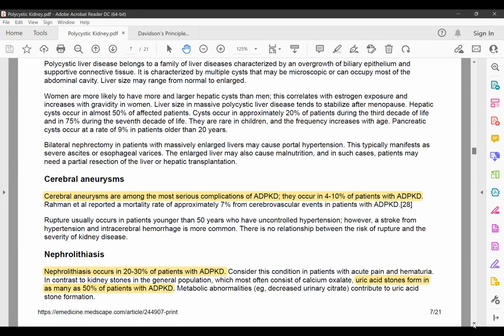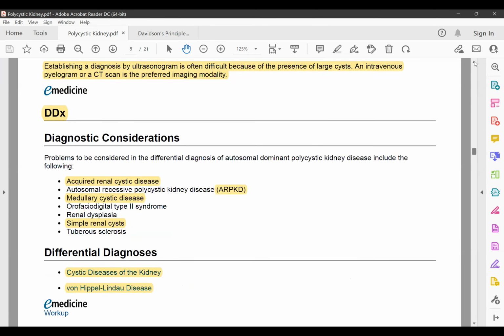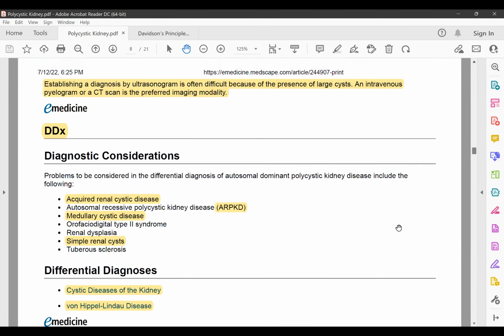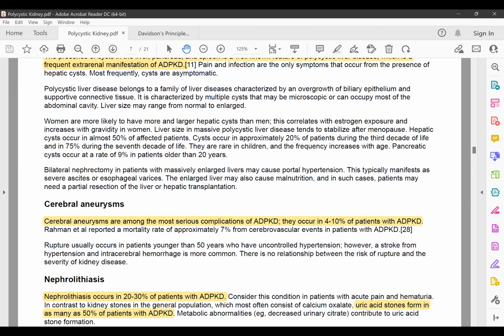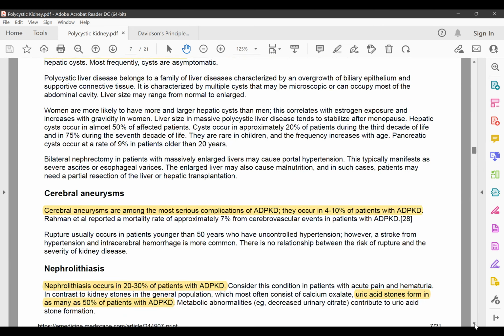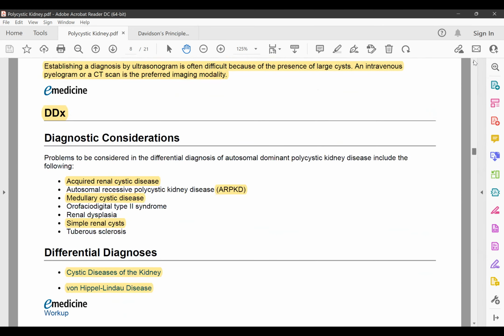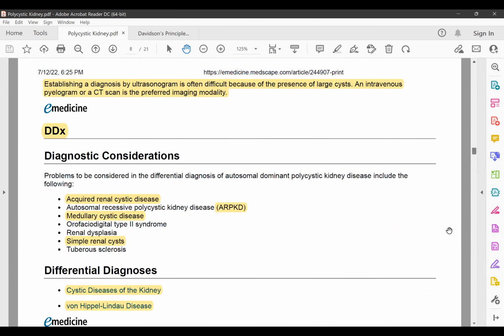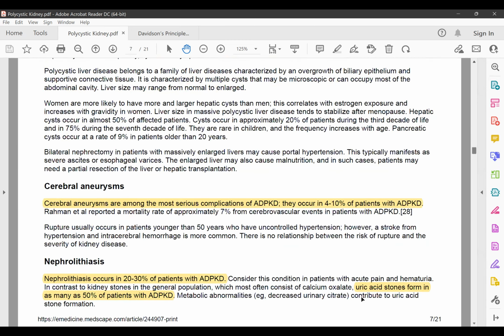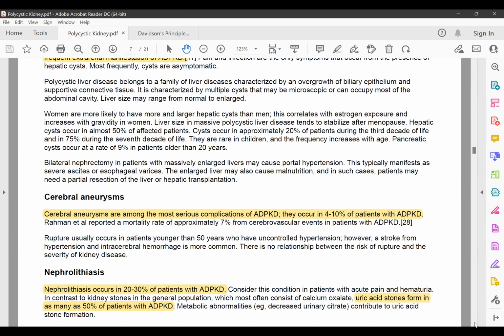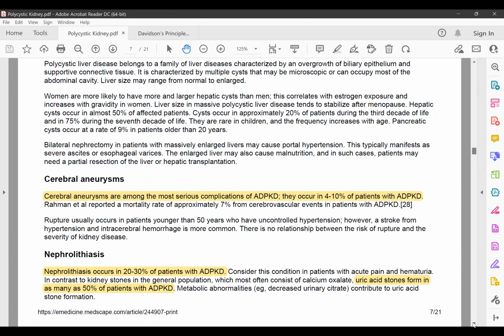Cerebral aneurysms develop in around 7% of people. You have to use MRI to find out. Nephrolithiasis, stone formation. The stones here are not oxalate stones, but uric acid stones, very commonly because of the high urate levels in these patients.